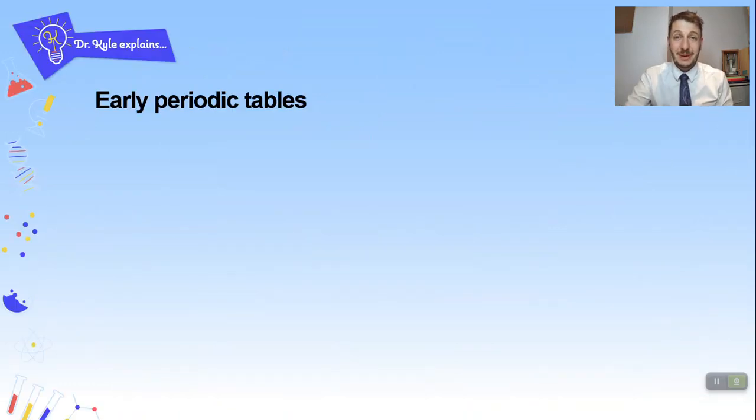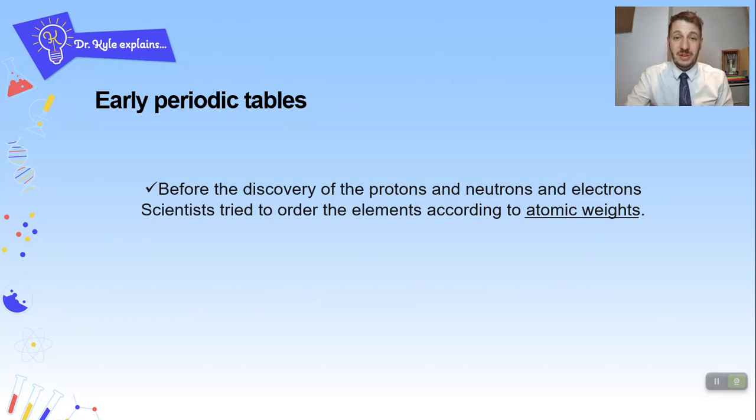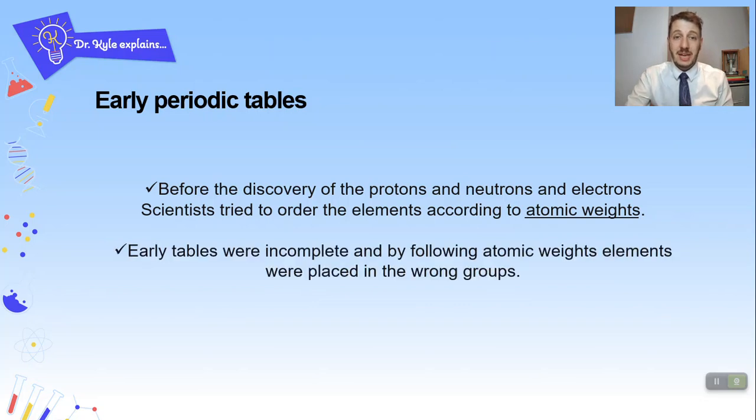Okay, so the early periodic tables. Before the discovery of the protons and the neutrons and the electrons, scientists tried to order the elements according to the atomic weights. Early tables were incomplete, and by following atomic weights, elements were placed in the wrong groups.